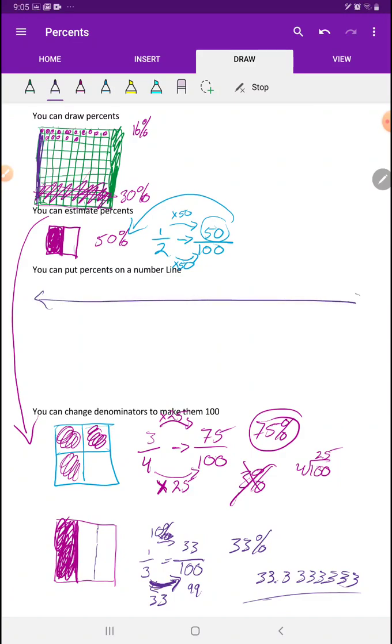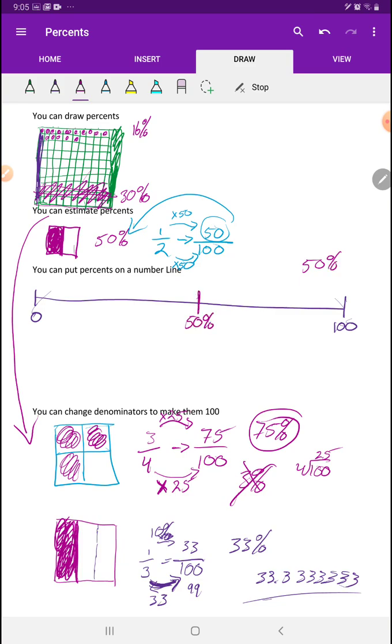And then you can also put percents on a number line, just like lots of other things you can put on a number line. Okay, percents on a number line. So if this is 0% and this is 100, and I ask you to put 50% on this number line, well, that's really easy. It's in the middle. There's 50%. Yay, that's so easy.